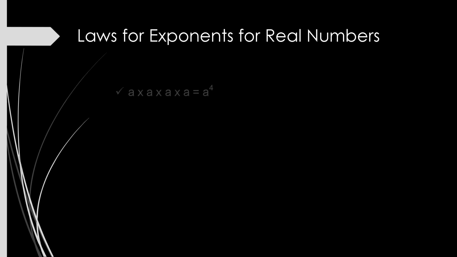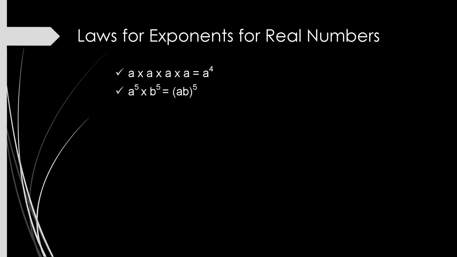Now the laws of exponents of the real numbers. Now these are the exponential laws, in which over here we have got a as the base. So a is multiplied 4 times. So this is equal to a raised to power 4, where a is the base and 4 is the exponent over here.